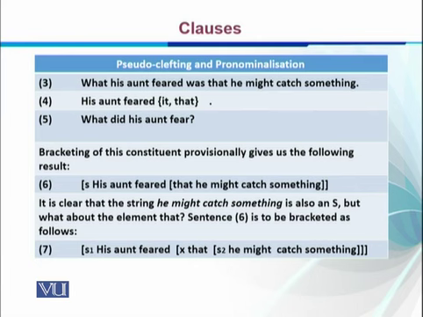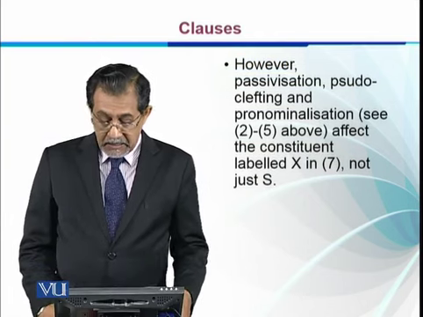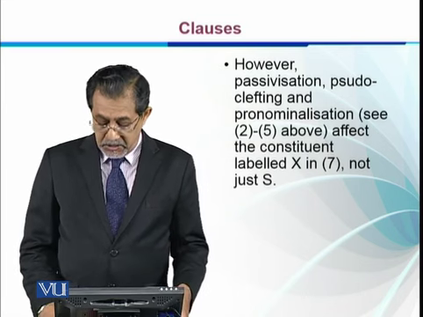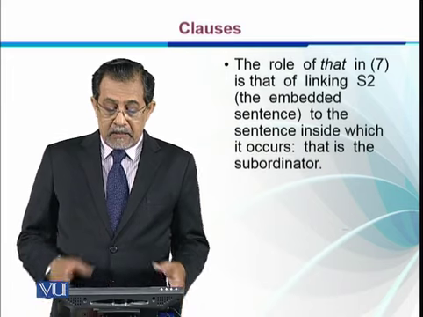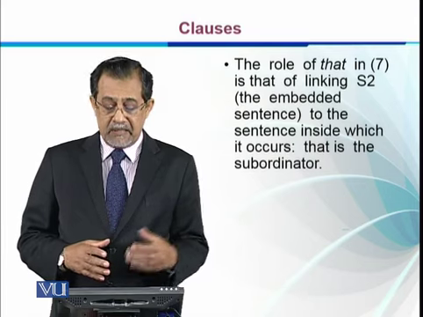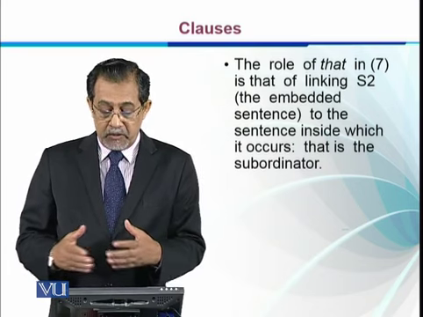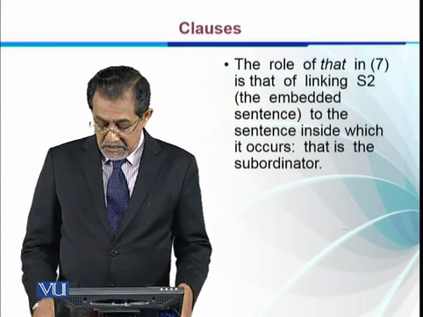Sentence 6 is to be bracketed as "his aunt feared that," which is an X, and sentence 2, "he might catch something." So we have labeled that as X. However, passivization, pseudo-clefting and pronominalization affect the constituent labeled X in 7, not just the sentence, right? The role of "that" in 7 is that of linking the sentence to the embedded sentence. "His aunt feared that," right? So "that" links the embedded sentence to the sentence inside which it occurs. It is the subordinator.